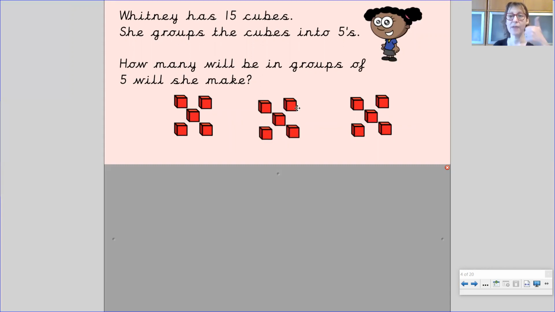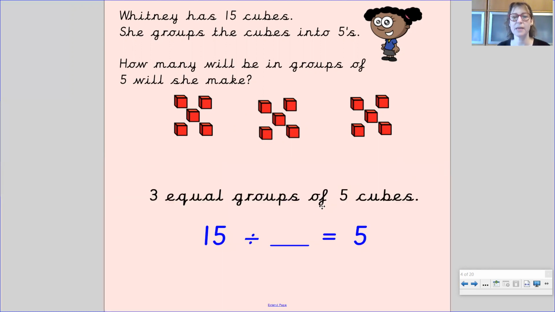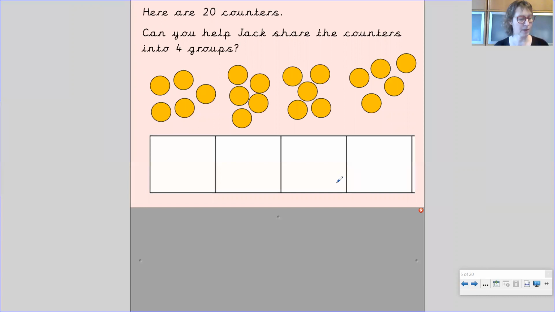So if we're counting in 5, we've got 5, 10, 15. We can see that's 3 groups. That's how our 5 times table helps us. So she's got 3 equal groups of 5. She started with 15 cubes. She's made 3 groups and there are 5 in each group. So 15 divided by 3 equals 5. Can you say that with me? 15 divided by 3 equals 5. Let's see what we're up to now.